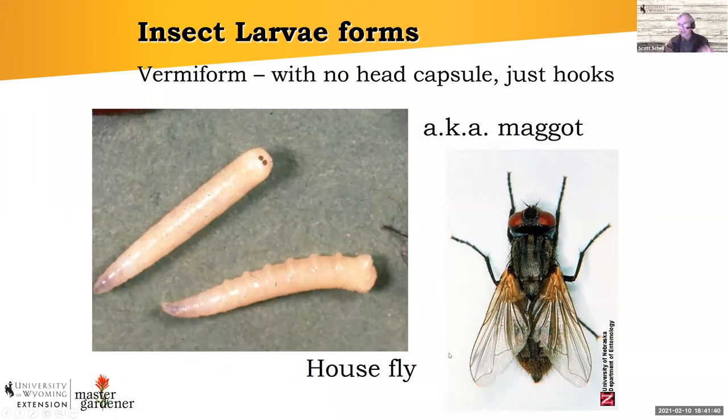Vermiform, not even a head capsule. That's what the housefly larva, or maggot, looks like. These are not eyeballs looking at you. Those are spiracles, which allow oxygen into the body, because they're usually head first in food that they're liquefying and sucking up. They usually have little hooks that they can scrape on whatever rotting organic matter they're feeding on, and then they ooze out digestive fluid and then suck it back up. But very diverse, a big difference between the larval form and the adult form.